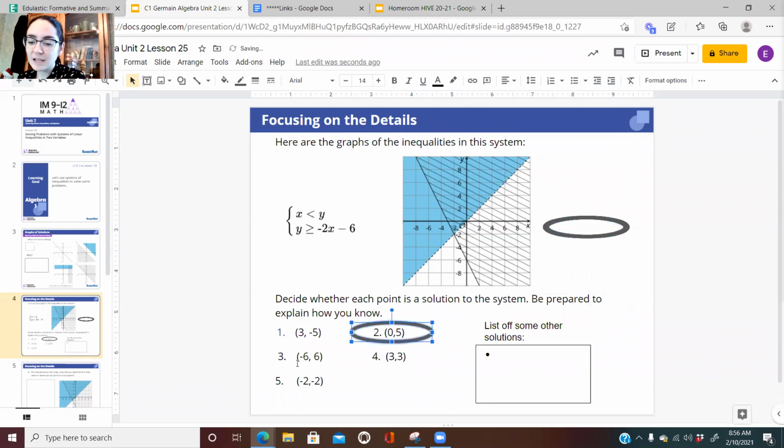Now we need to look at -6, 6, over to -6, up to +6, and it falls on that solid line. So if there's a solid line there, what were you thinking about whether or not it was a solution or not? Gwen, what were you thinking about this one?